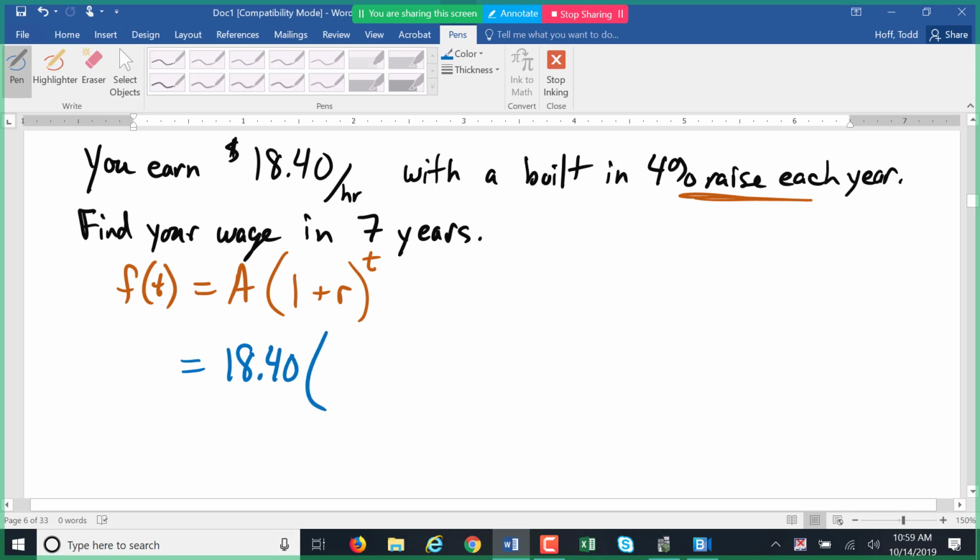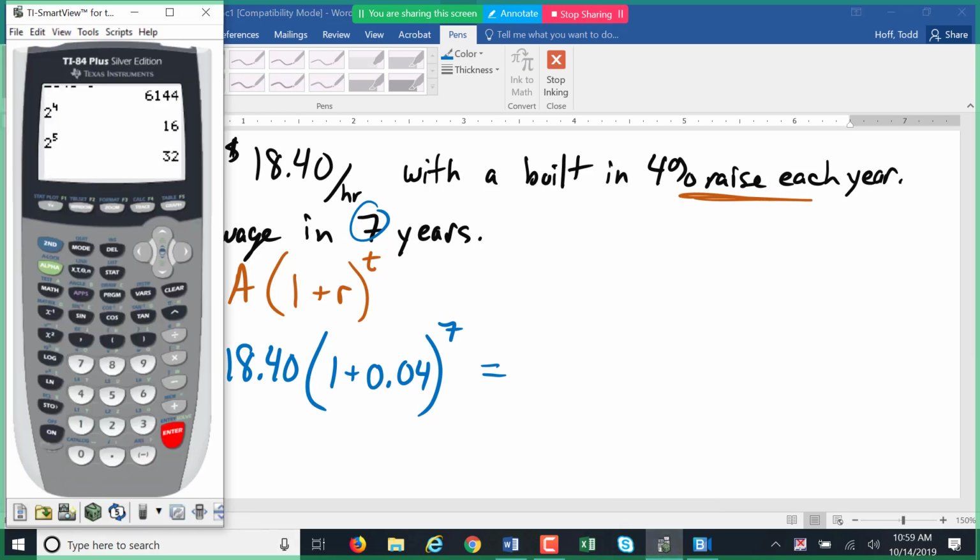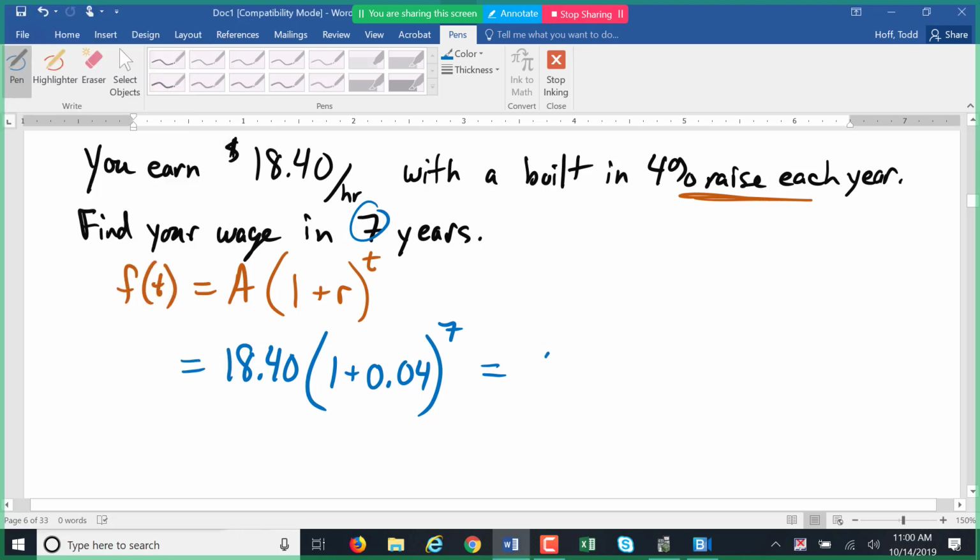So we multiply by 1 plus 4%, our rate. We write that as a rate, which is the decimal form of a percent, 0.04, to the power of 7 years, so t equals 7. I can actually punch that in the calculator exactly like that: 18.40 times parentheses 1 plus 0.04 close parentheses to the power of 7. That gives us $24.21.